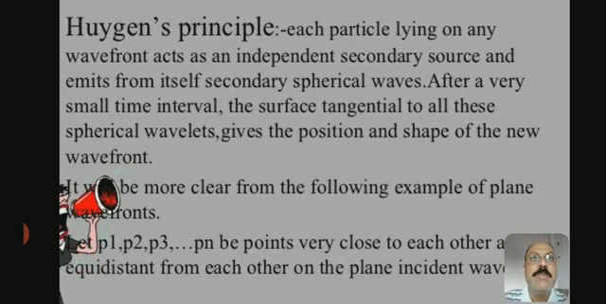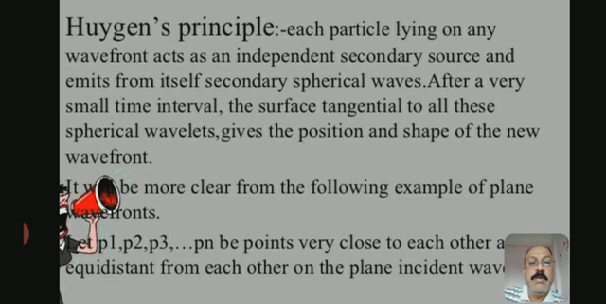Now, what is meant by Huygens principle? Each particle lying on any wavefront acts as an independent secondary source and emits secondary spherical waves. After a very small time interval, the surface tangential to all these spherical wavelets gives the position and shape of the new wavefront. It will be clearer from the following example of plane wavefronts.